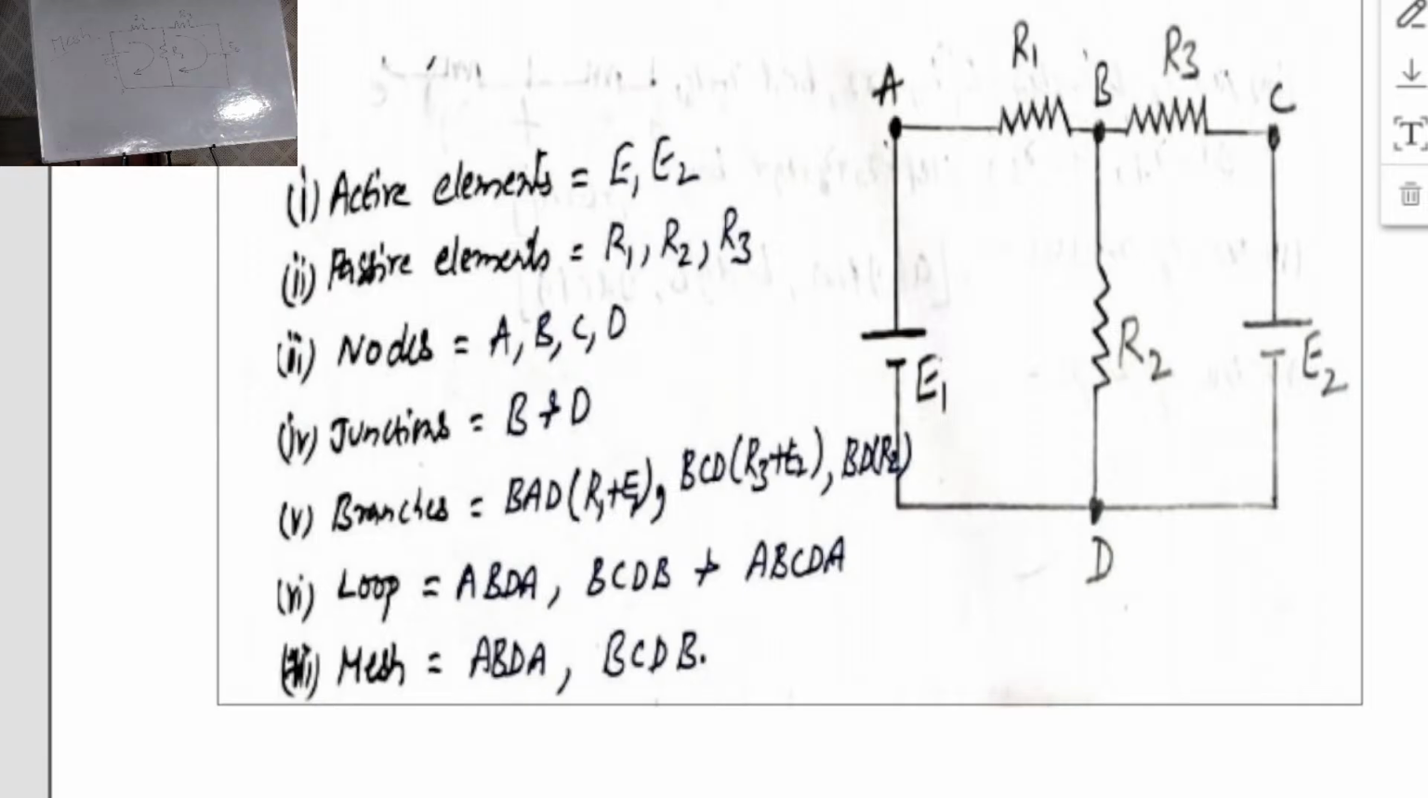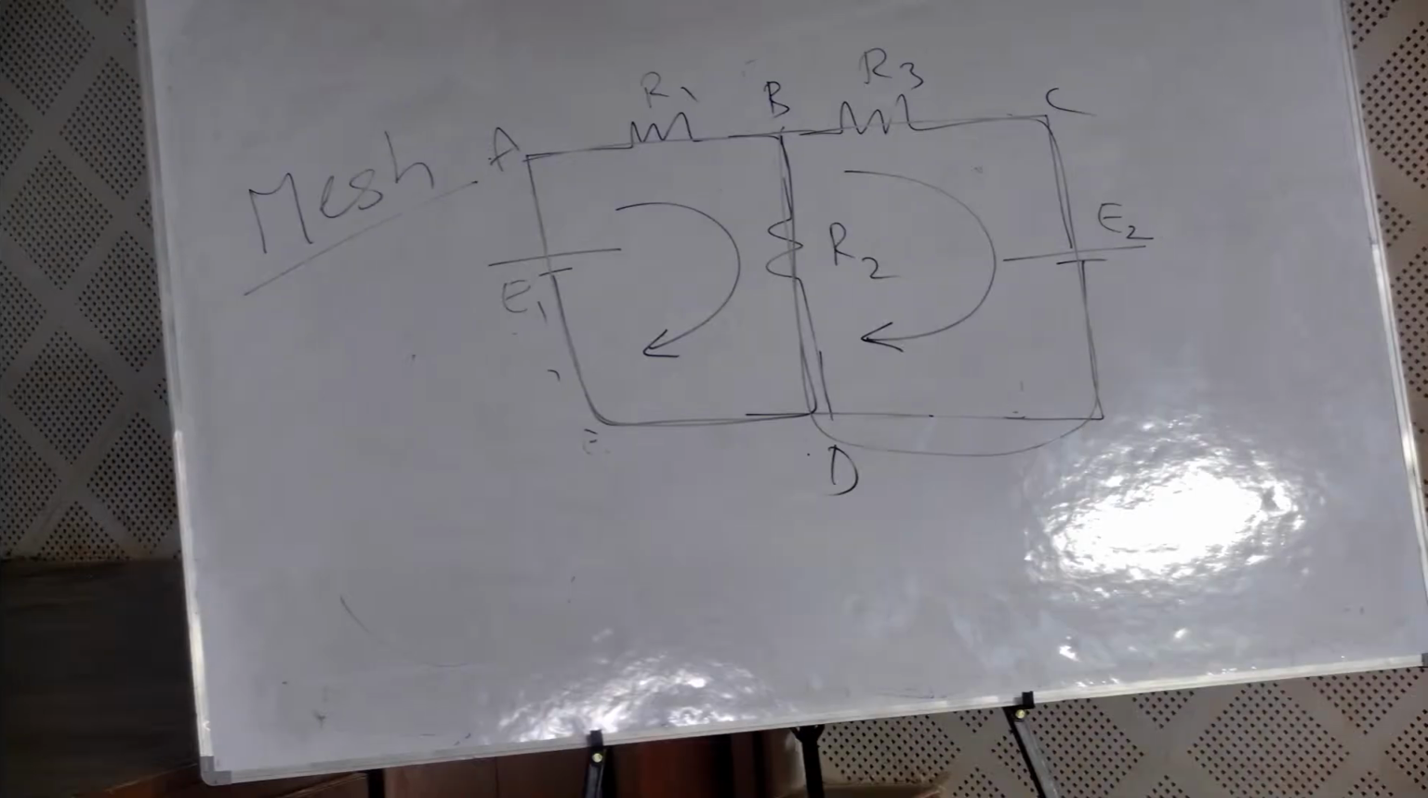The answer is two. Mesh A B D A is one mesh. Next one, B C D B. I have mentioned it in the diagram. How many meshes? The answer is 2. Mesh is completed. Branch is completed. Node is completed. Junction is completed. Next one, loop.